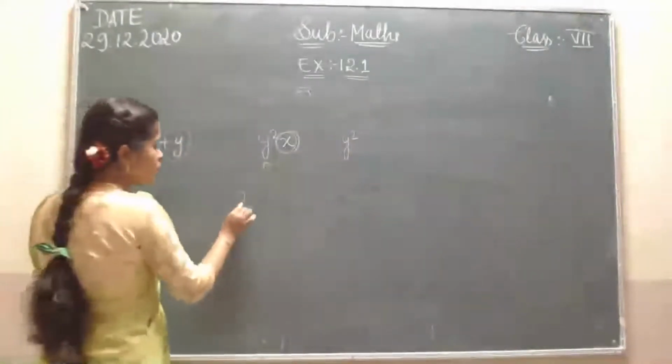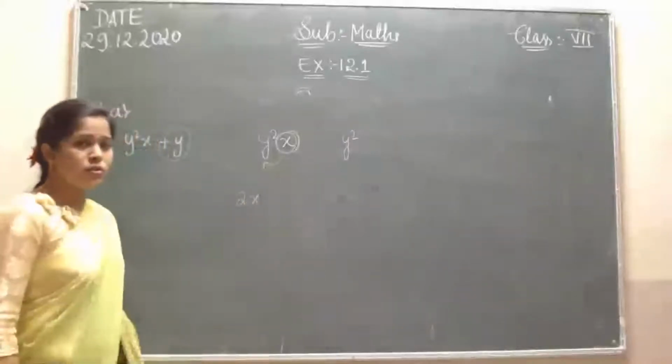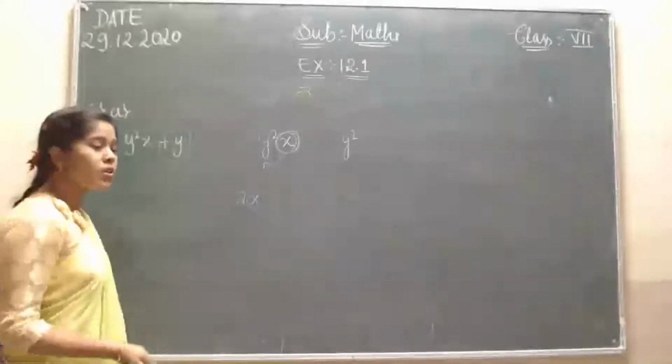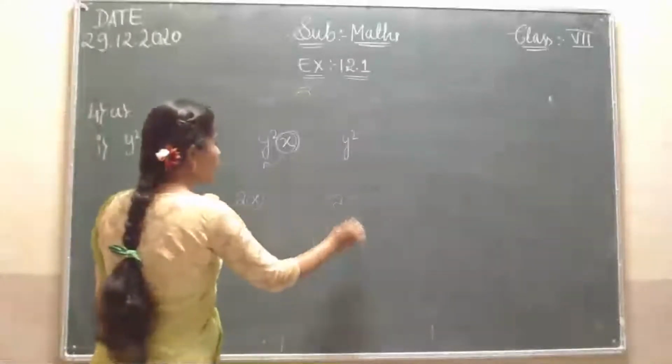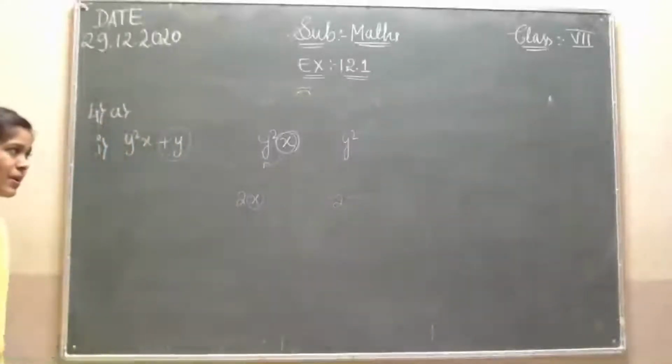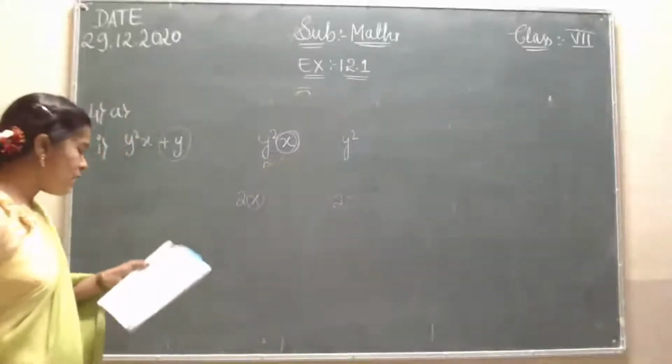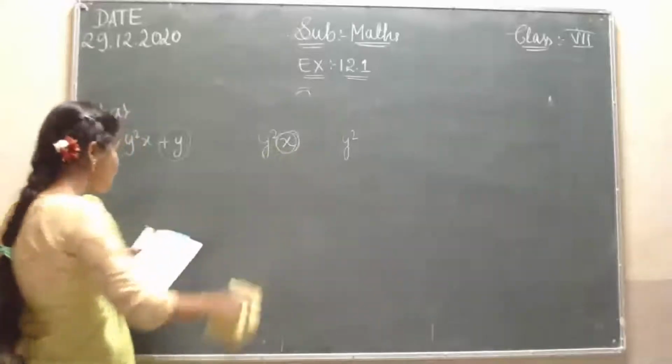For example, 2x. In this, we have to write the coefficient of x. What we have to do? We write 2 as the coefficient of x. So similarly, the coefficient of x is y square. We have to write that the coefficient of x is y square.